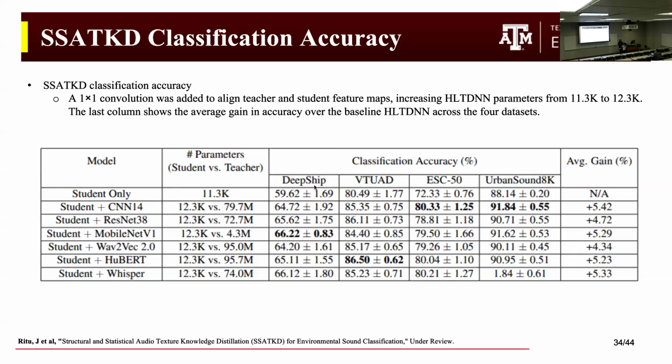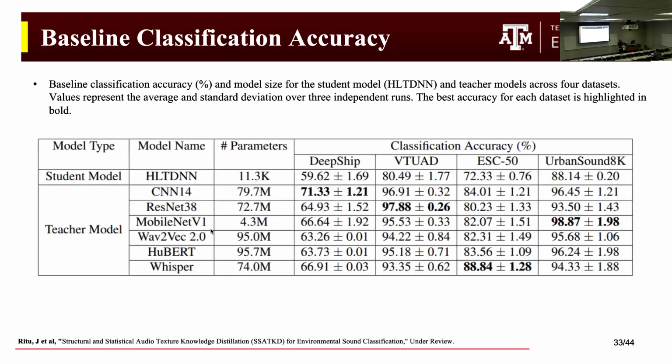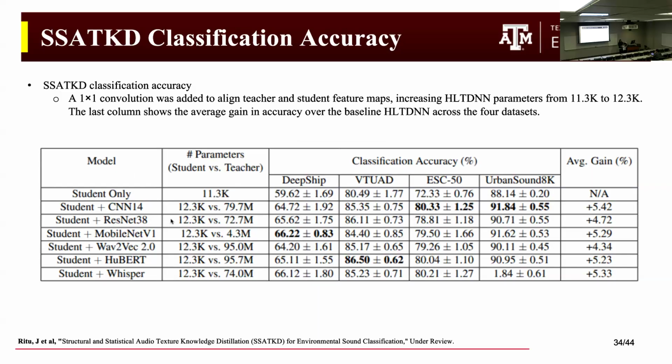And as I mentioned, the goal was that with the student, we need to achieve similar performance to a teacher model, but with fewer parameters. So we achieved 66.22. If we go back and see, the MobileNet was 66.64% accuracy. And now with the student with only 12.3K parameters, we are achieving 66.22% testing accuracy.